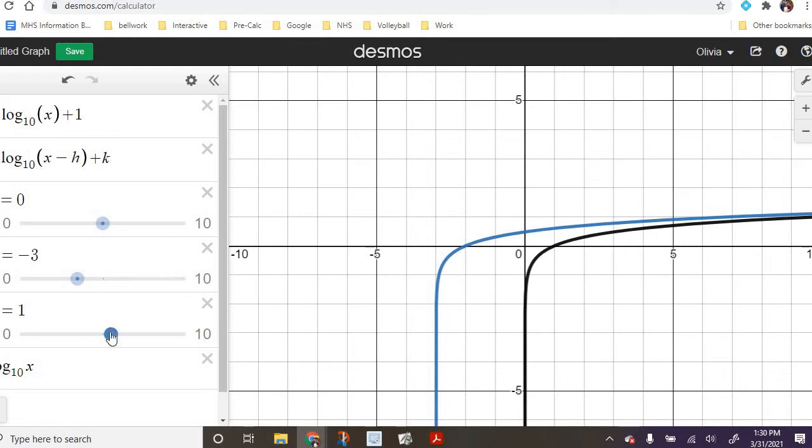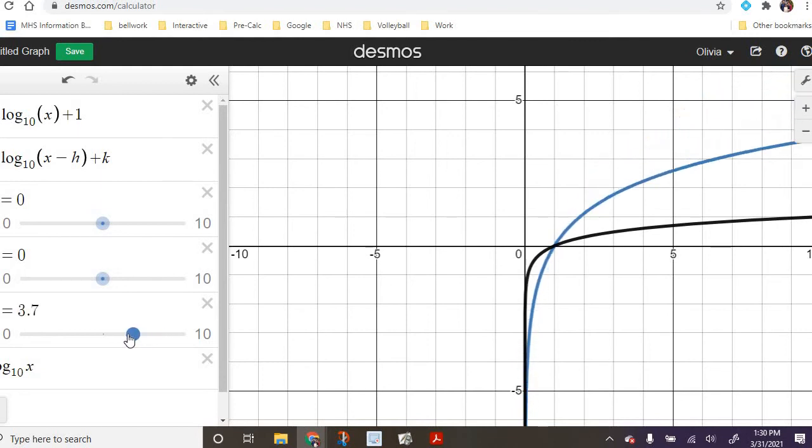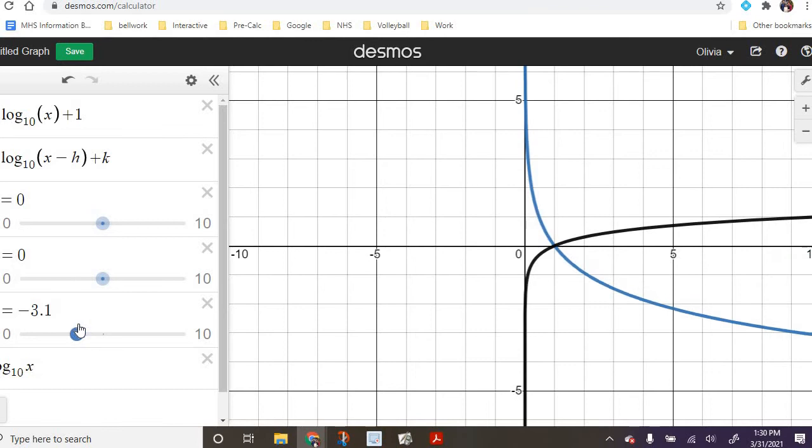And then again, my a value, or the number that's being multiplied on the outside, is going to stretch or compress it. So the bigger that it is, the farther it's going to stretch it. If it's between 0 and 1, it's going to compress it towards my x-axis. And then if it's negative, it is going to reflect it.